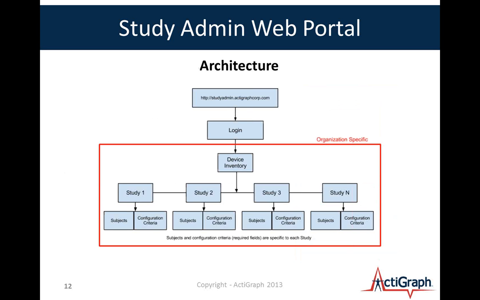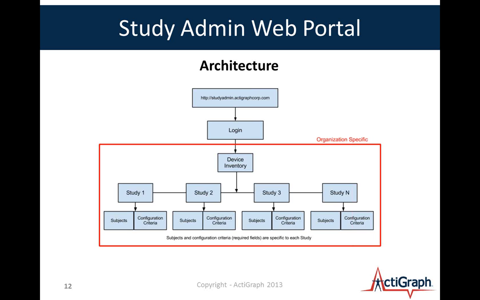Just a brief graphic on the architecture of the system and how it's organized. I mentioned earlier that we're able to customize what each organization sees, and so what you see in this graph is a red box around organization-specific items. Each organization will have their own device inventory. They'll have their own studies. Each study will have its own configuration criteria.